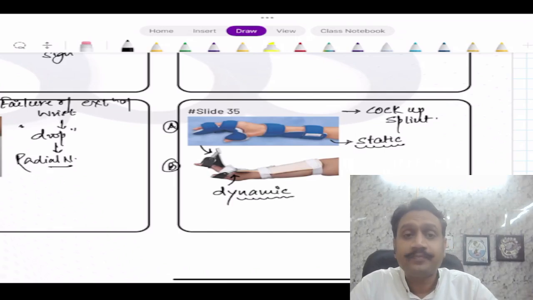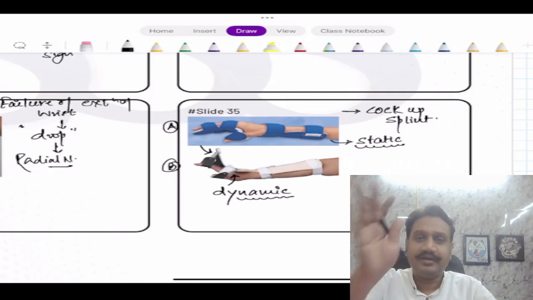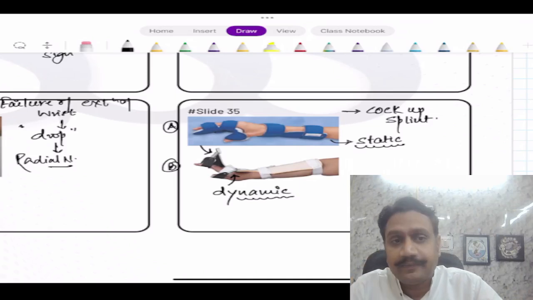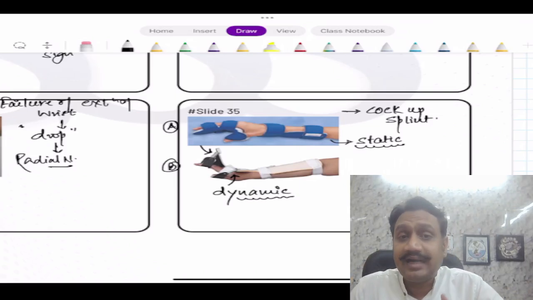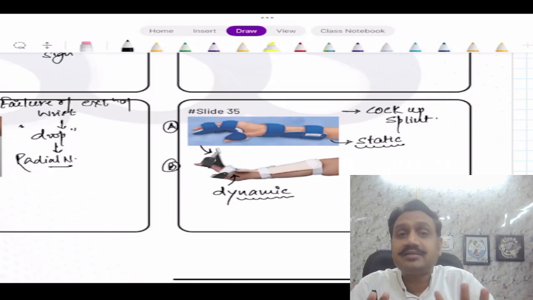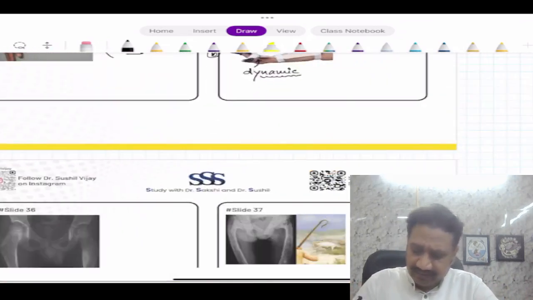So static splint or dynamic splint, right? So cock-up splint, elevated, static or dynamic. All right. So please do remember what is the meaning of dynamic, what is the meaning of static. Static is stagnant. Dynamic is dynamization, mobility, right? Let's see what else we have.